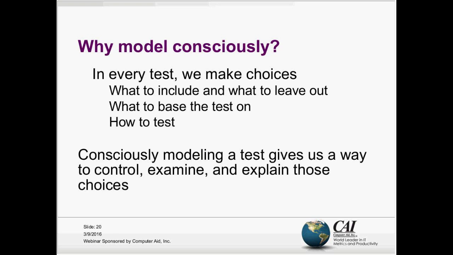Test causes us to make choices, we know that. We can't test everything, so we make choices. Are we going to include this and leave this out? Are we going to put more emphasis over here and less emphasis over here? What is it that we're actually basing the test on? And how are we going to do that test? And when we consciously model, consciously say, this is the model that we're going to apply, it gives us a way to explain those choices to our stakeholders and to ourselves, but it also gives us a way to control them and to examine them.